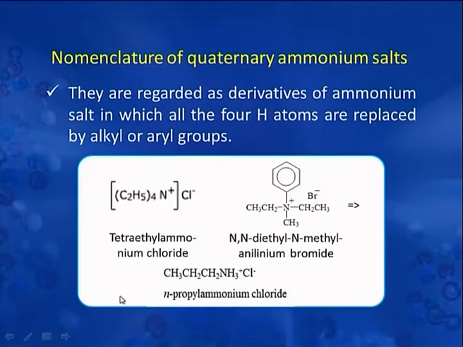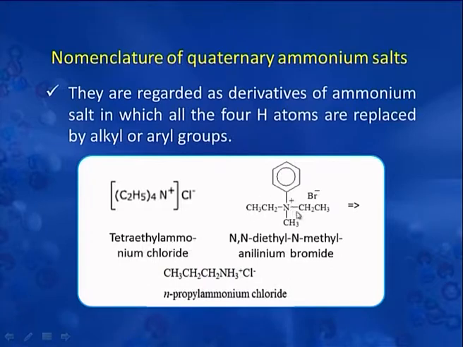Now, regarding the nomenclature of quaternary ammonium salts, they again are named as per the alkyl groups attached to the nitrogen function. For example, in this particular case, nitrogen is attached to 4 ethyl groups. That is why the name given to the salt, quaternary ammonium salt, is tetraethylammonium chloride.